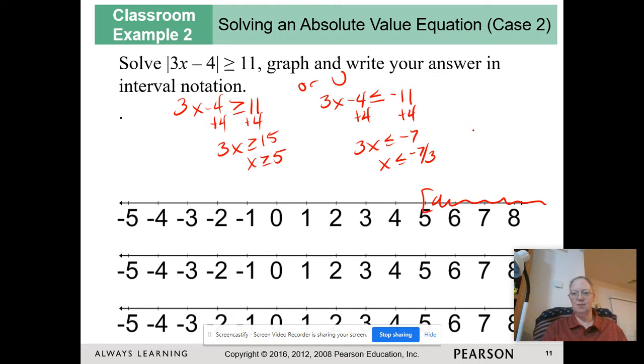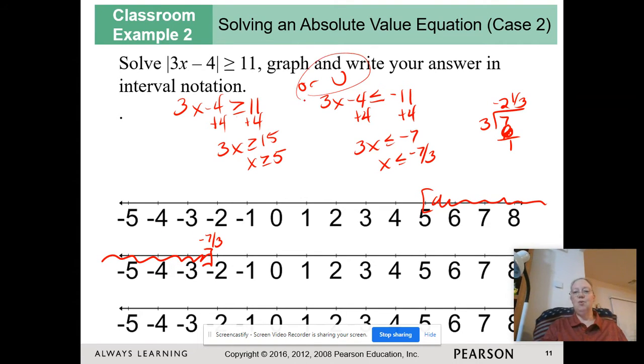Now with negative 7/3, it goes in there twice. I need to stop working when I'm tired. There we go. Okay, that's a 6. So it's a little bit beyond negative 2, and it's less than or equal to. All right. So negative 7/3.